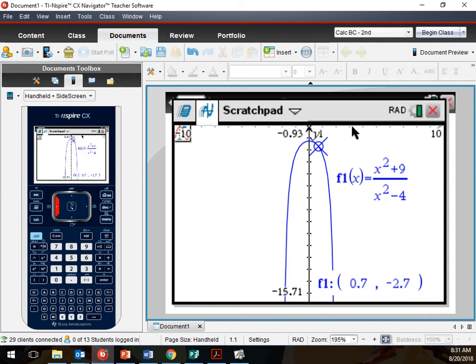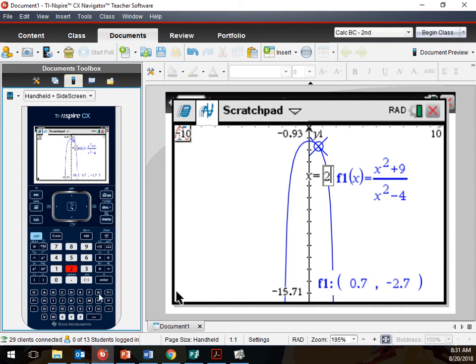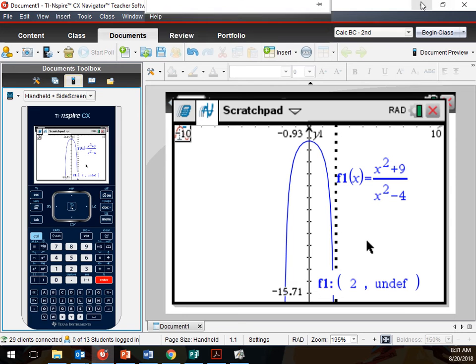So let's see if I can rearrange my window again, and now let's try it again. Remember, just hit the number 2 and see if it works. And right here it says 2 undefined, and it gives me an asymptote there. Is that nice? Yes. Okay, good.